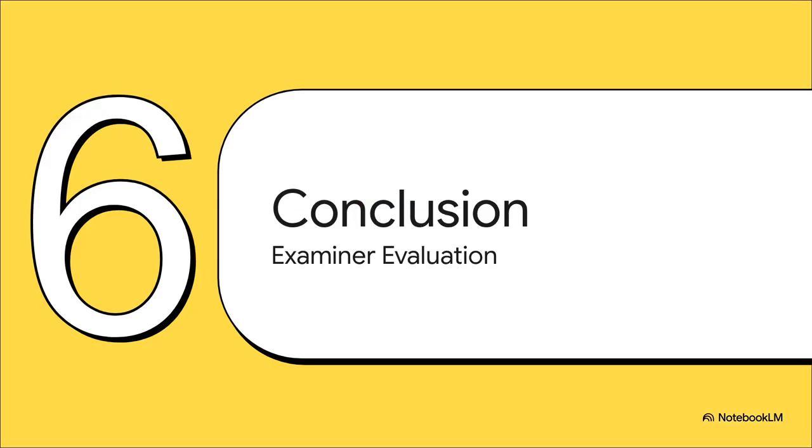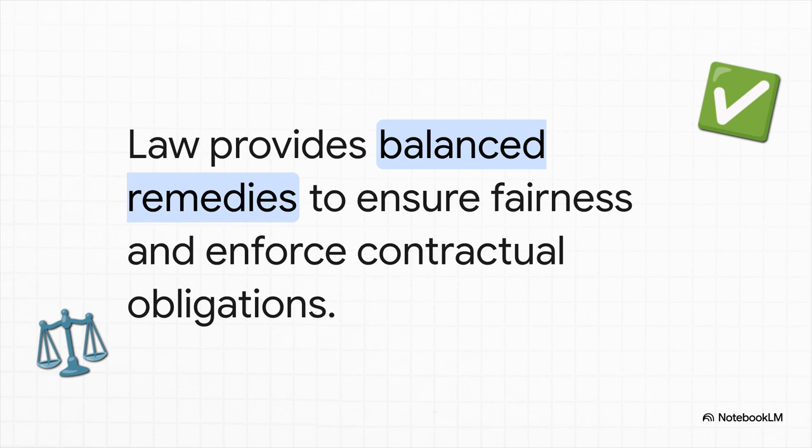Finally, Section 6, Conclusion for Examiner Evaluation. A perfect 16-mark answer script must never end abruptly. Let's read this verbatim. The law provides balanced remedies to both buyer and seller to ensure fairness in commercial transactions. These remedies aim to compensate loss and enforce contractual obligations. Concluding with this exact sentence neatly wraps up your entire legal argument and leaves an excellent final impression on the evaluator.